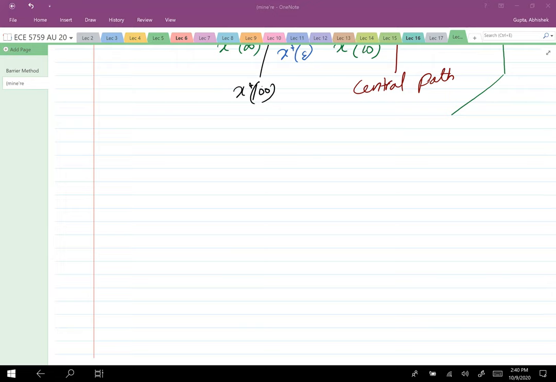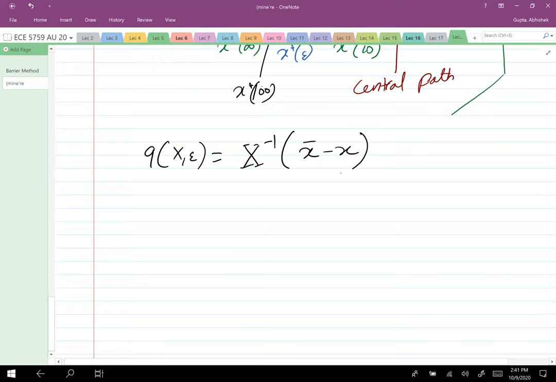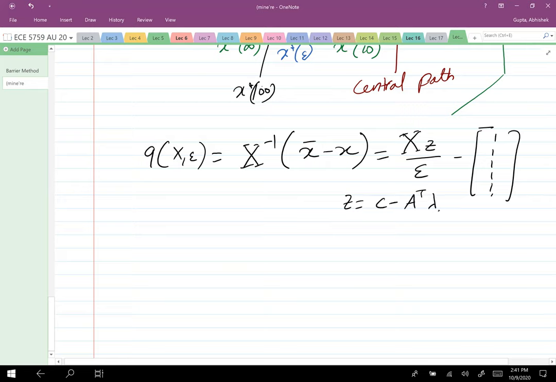So remember I had introduced X bar and X above. So let me define Q of X comma epsilon to be X inverse times X bar minus X. So I'm standing at X, my current value of epsilon is epsilon, and I'm going to define Q of X epsilon as X inverse X bar minus X. It can be written as XZ over epsilon minus the vector of all ones, and Z is C minus A transpose lambda. Lambda has been introduced above.